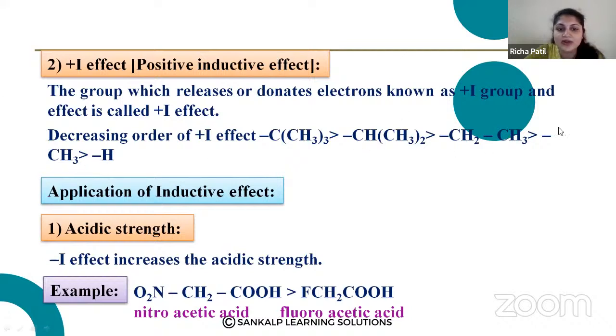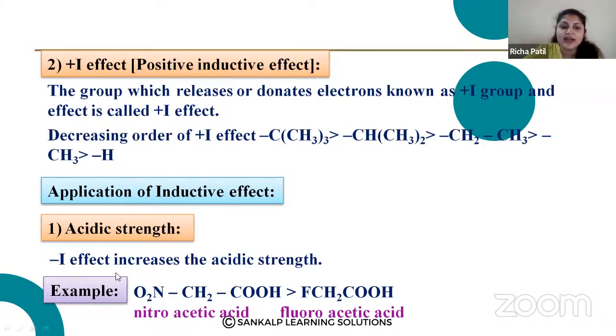So this is the decreasing order. Negative inductive effect is shown when you have electron withdrawing groups, and positive inductive effect is shown when you have electron donating groups. Okay, an electron donating or releasing group shows what? Positive inductive effect. So what is the application of inductive effect? Acidic strength. Negative inductive effect increases the acidic strength.